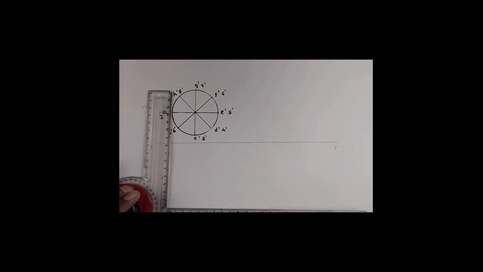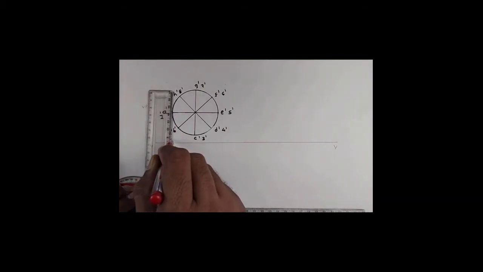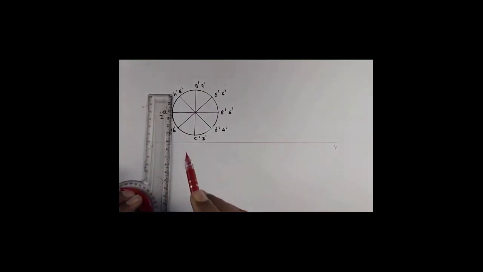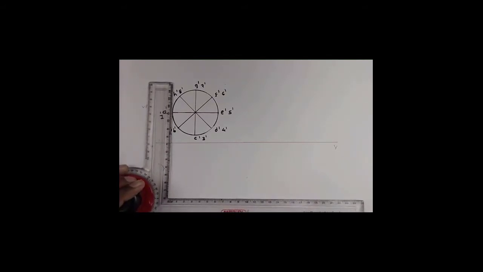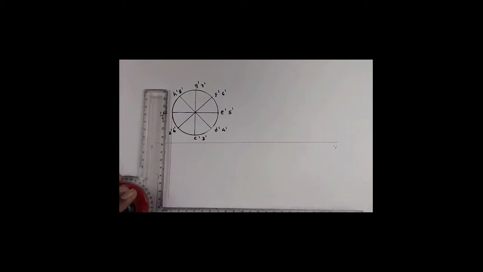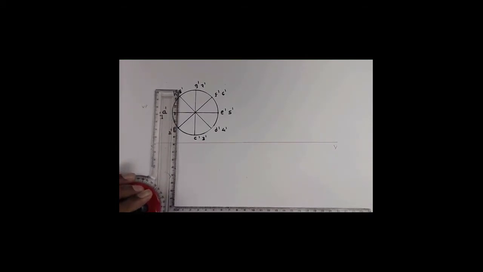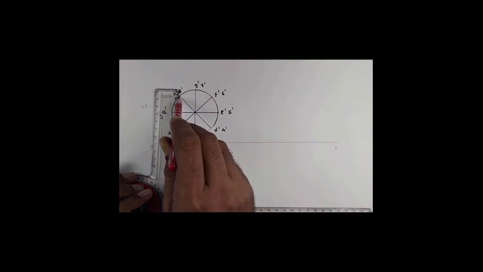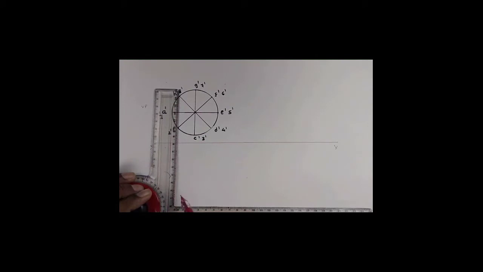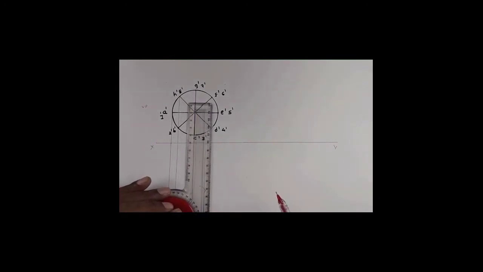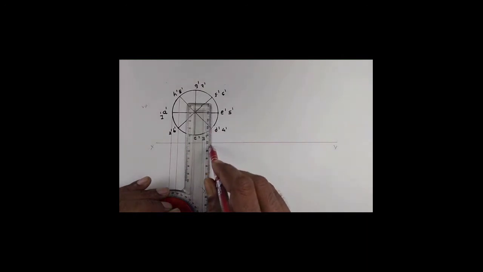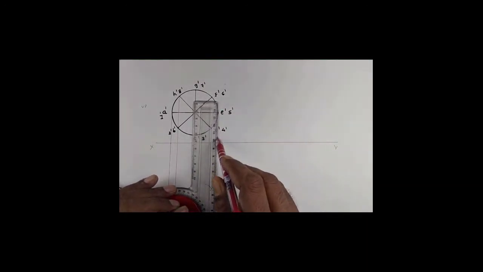Now for our top view, we collect the vertical projection also. We mark the height of the solid. The height of the solid, it is 70 mm. Now we collect the vertical projection from each point on periphery. The projection from C dash, Z dash, then projection from D dash, F dash, and projection from E dash base.